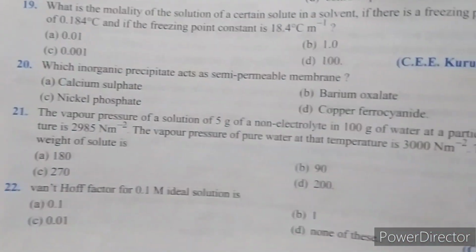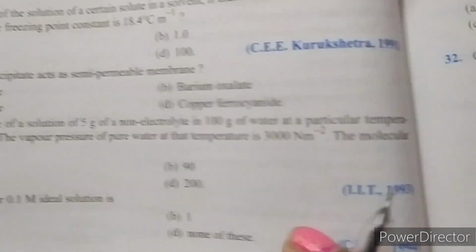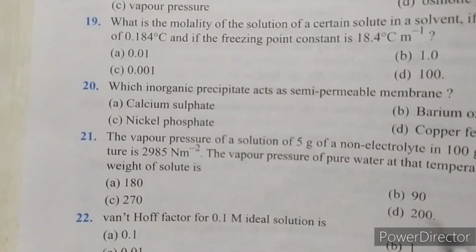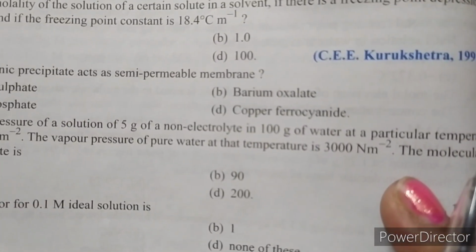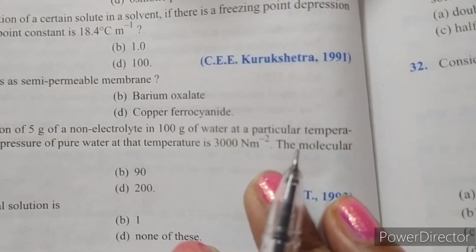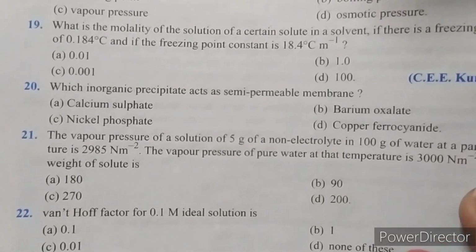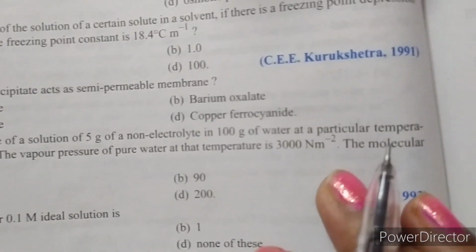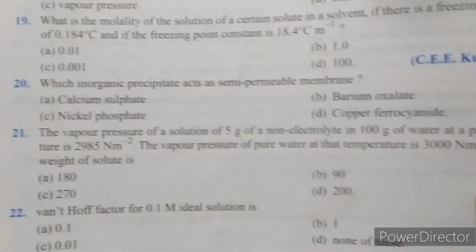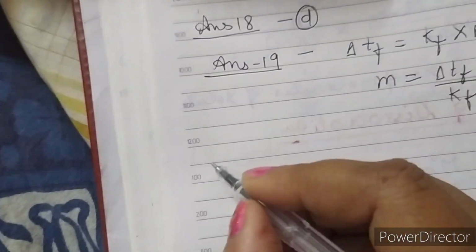Next question is from IIT 1993, question number 21. The vapor pressure of a solution of 5 gram of a non-electrolyte in 100 gram of water at a particular temperature is 2985 Newton per meter square. The vapor pressure of pure solvent is 3000 Newton per meter square, and you have to find the molecular weight of the solute. Let's see how we will solve this question.